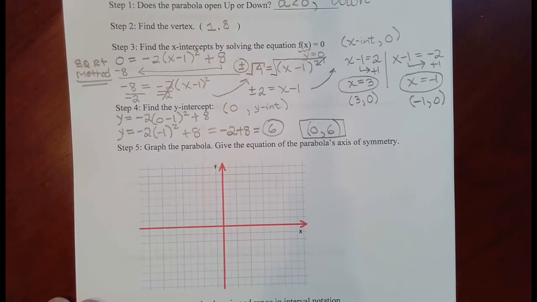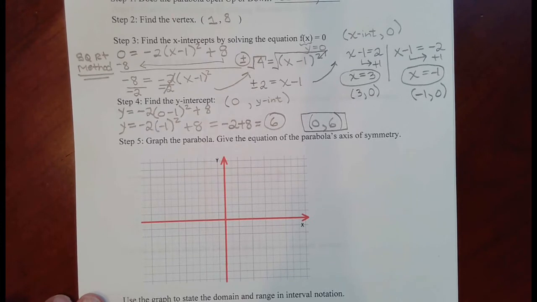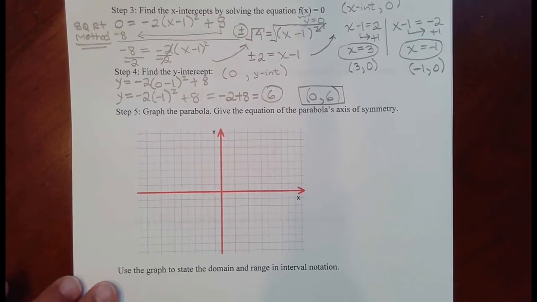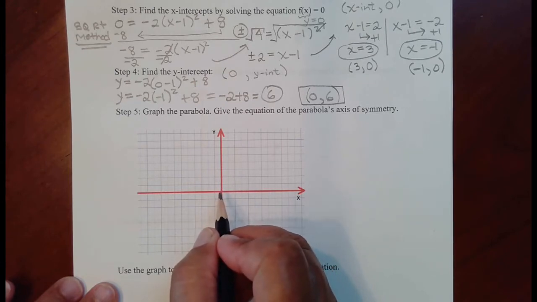Okay, so graph the parabola. Let's put everything we have. We're going to put the vertex. I think you should always label the vertex so that you know you're opening from there. Okay, so we're going to go to 1 and we're going to go to 8. 1, 2, 3, 4, 5, 6, 7, 8. So right here. Remember that we had decided at the beginning of the problem that we're opening down. So this is my vertex at 1, 8.